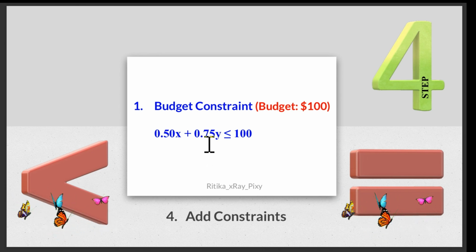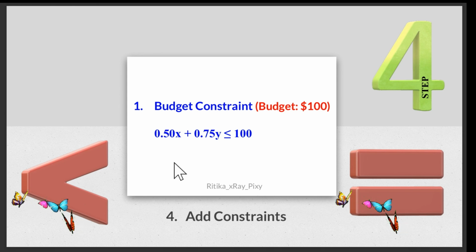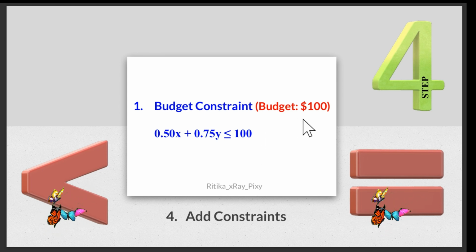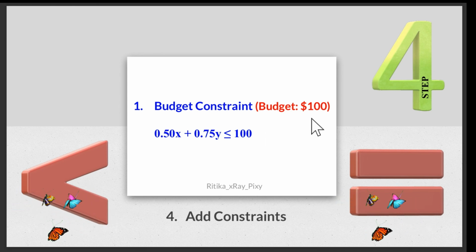0.50x plus 0.75y, and the value for this would be less than or equal to 100. This means that the total cost of purchasing flour and sugar must not exceed $100, because we have a budget of $100, so the value should not exceed 100.